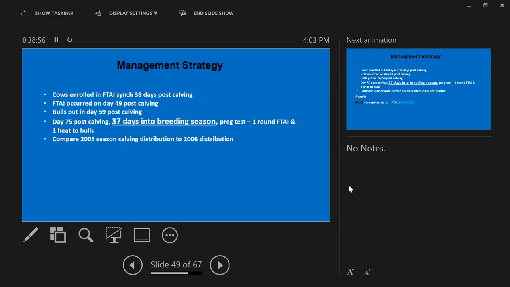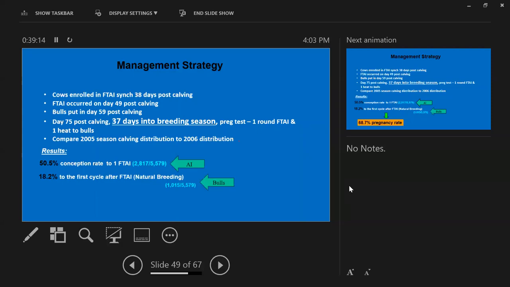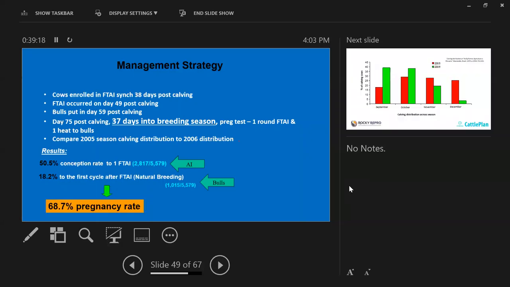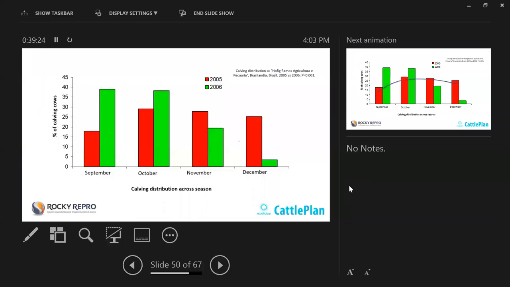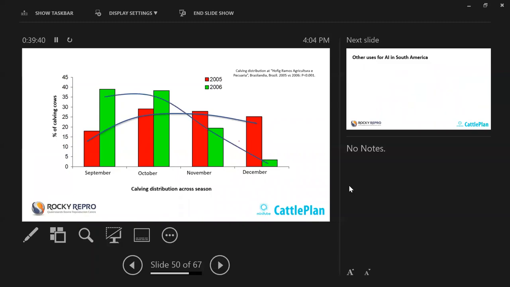So they compared the 2005 and 2006 seasons. The conception rate to the AI program in those cows was 50%, or just over 50%. And the first cycle after the fixed time to the bulls picked up 18.2%. So overall, within 37 days into the breeding season, they have a 68.7% pregnancy rate in that 5,500 head of cattle. And as you can see, it changed the distribution of the calving quite significantly. The red bars here are from 2005, and that was the shape of their calving. And in 2006, the season was front loaded with the AI and the bull.